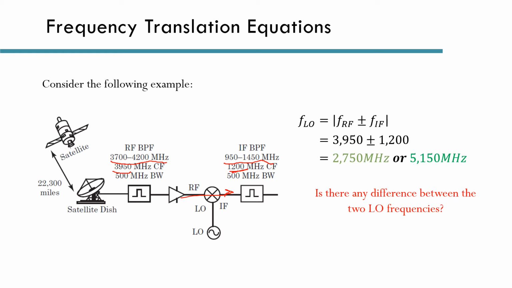Plugging into the previous equation, we already know that we will get two local oscillator frequencies, and here they are, the low side local oscillator frequency and the high side local oscillator frequency. Now a question that naturally arises is, if both will convert our signal to the desired IF, is there really a difference between using one LO frequency over the other?